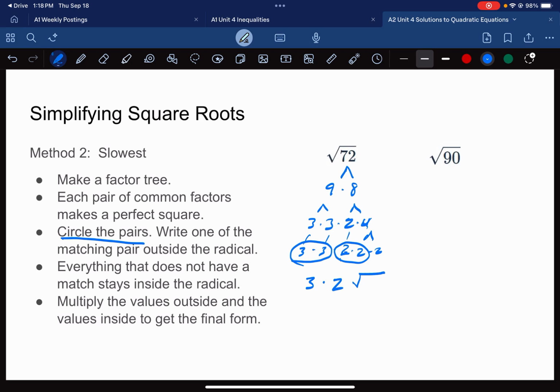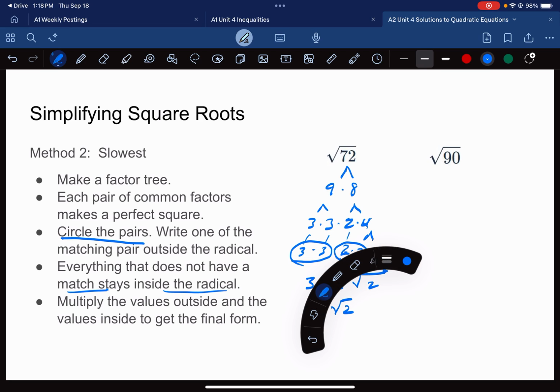And then everything that does not have a match stays inside the radical. Well, that's this lone 2 right here. And if you take out more than one value, just multiply them together, and that's 6 root 2.